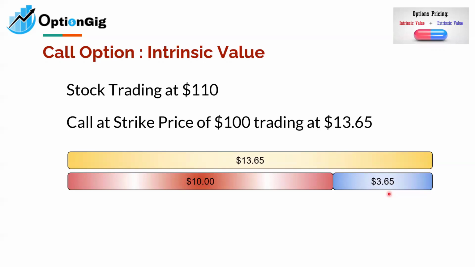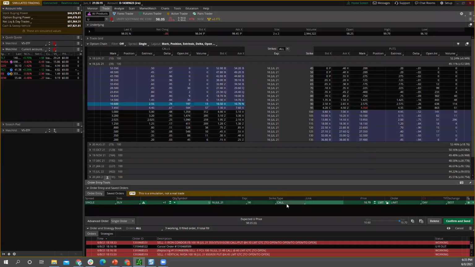Now, in case of this, the stock is close to 98. The strike price is 90. The difference between these two is $8, but I have to pay $10.70. So $8 is intrinsic and $2.70 is extrinsic.